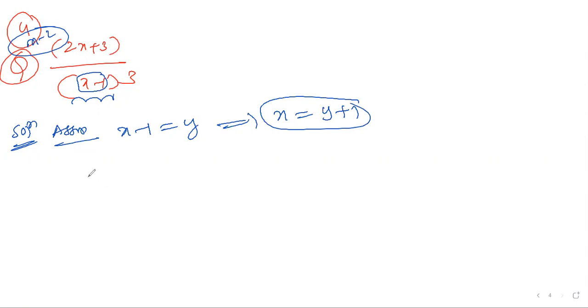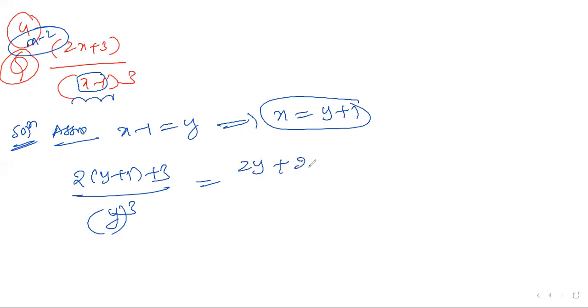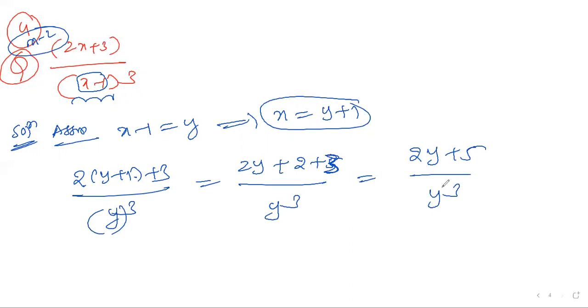So what can I write in the numerator? 2 times y plus 1, plus 3, by y cube, because x minus 1 is equal to y. Next, what can I write? 2y plus 2 plus 3 by y cube. Okay, no problem. Now what can I write? 2y plus 5 by y cube. Till now any problem? Clear, right? Just I wrote the question.